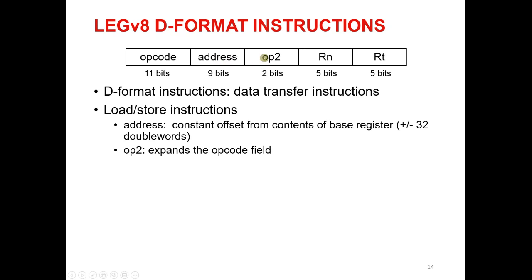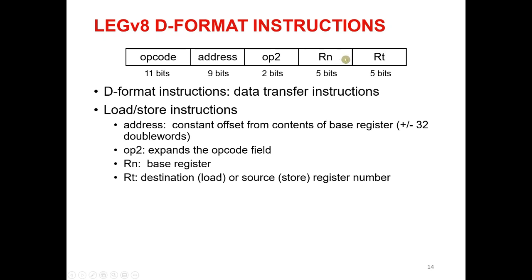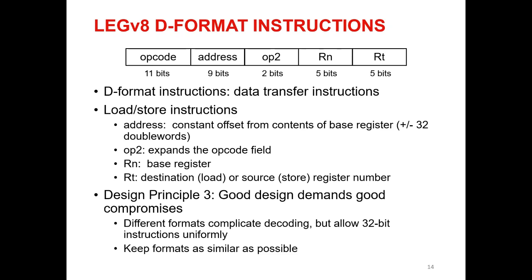Then we have another 2 bits field which just expands the operation code. We will see later how this works. Then again we have 2 registers. Rn is the base register and Rt is the destination register in case we are loading some data from memory, and if we are storing data to memory, Rt will be the source register. We will see an example now, and it will be very clear, so no worry.